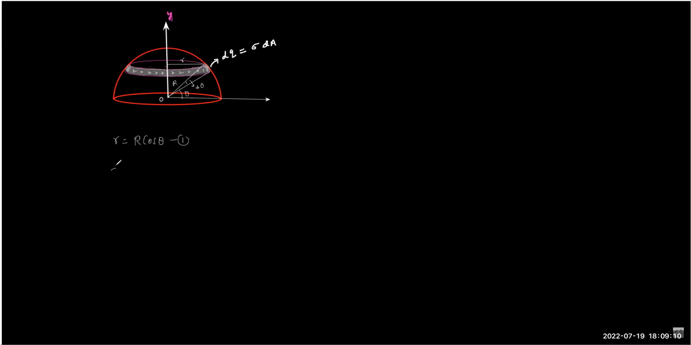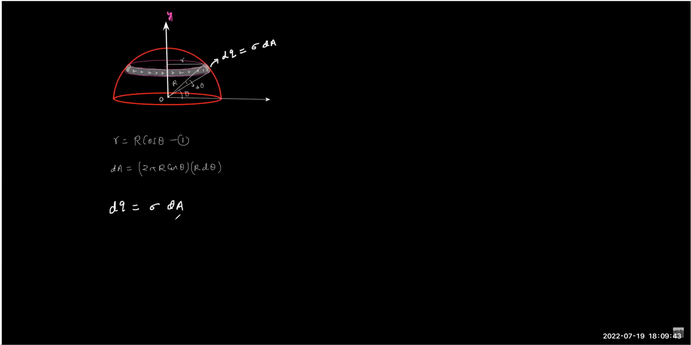And then we know how to find the area. So the area magnitude will be how much? 2 pi r, that is 2 pi R cos theta, into the slant length, which is R d theta. So once we have this value, you can write dq equals sigma dA.